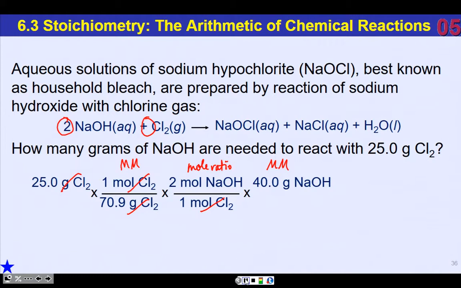If you look it up, sodium is approximately 23, oxygen is 16, hydrogen is 1. It comes out pretty close to right on 40. And that's 40 grams for 1 mole of sodium hydroxide. Again, having set this up correctly, you should notice that the moles of sodium hydroxide are canceling out, and what you wanted, namely grams of sodium hydroxide, should be the remaining value.